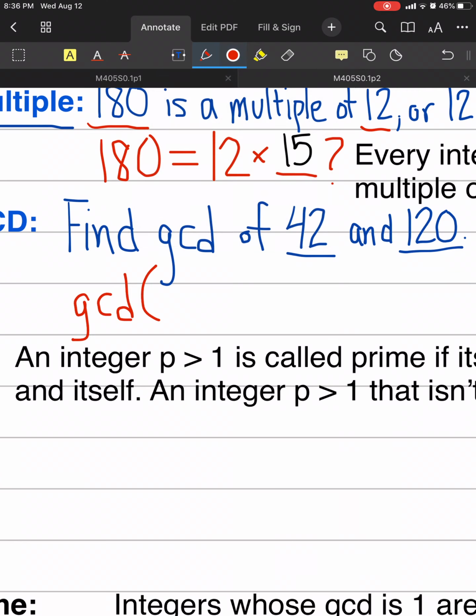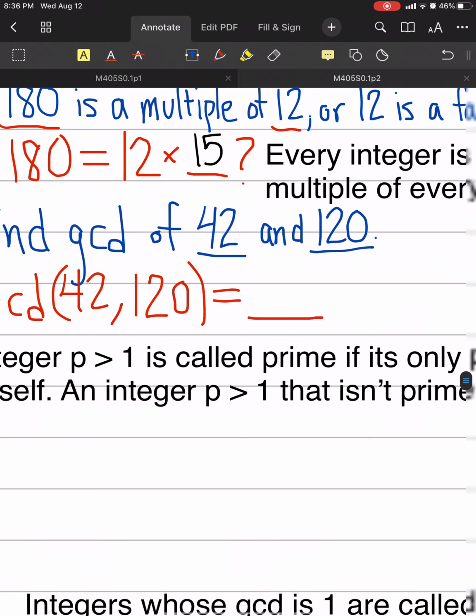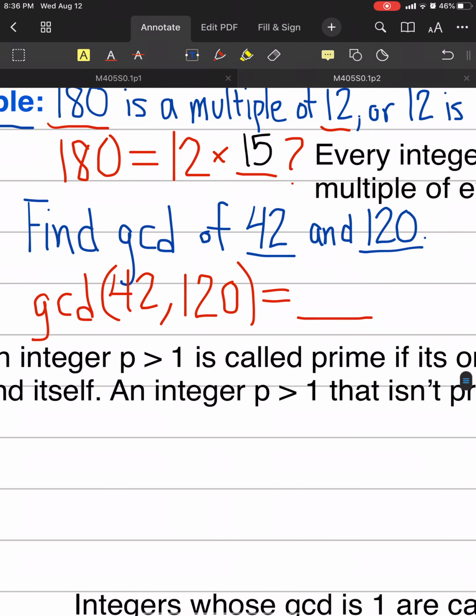Do them in red again. GCD of 42 and 120 equals blank. Okay, now there are a couple ways you can do this. Honestly, the easiest way, although when I'm describing this it doesn't sound easy because it's vague, is to just look at these and figure out what their divisors are, figure out what prime divisors they have in common, multiply all the prime divisors that they have in common, and get it that way.